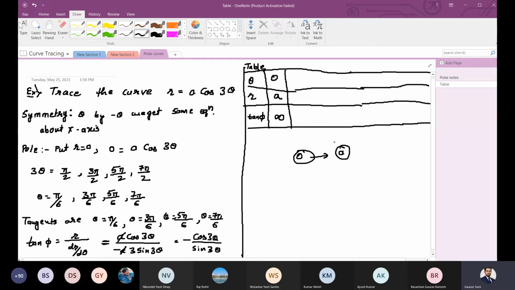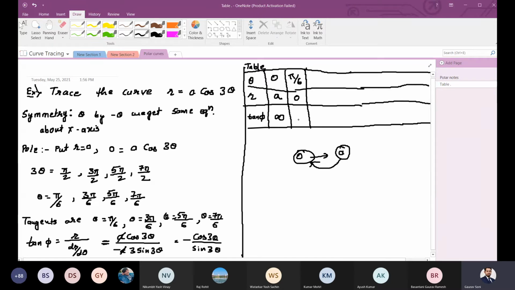Once I have got a, the next value I should get is 0. At what value of theta will I get the value of r as 0? What value of theta? Pi by 6. Pi by 6, exactly. And once we have got the next value, you go on repeating this interval. So at pi by 6, what are we going to get? R is equal to a cos 3 pi by 6, which is pi by 2. So this value becomes 0.